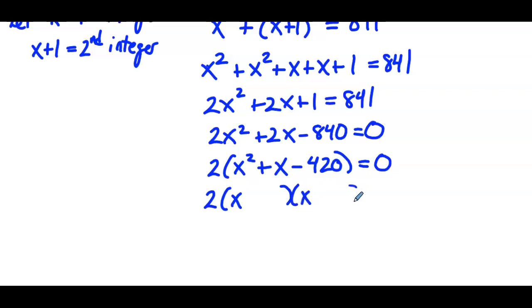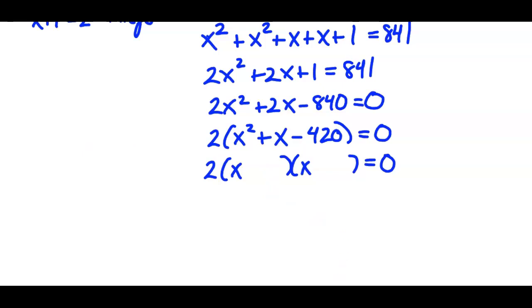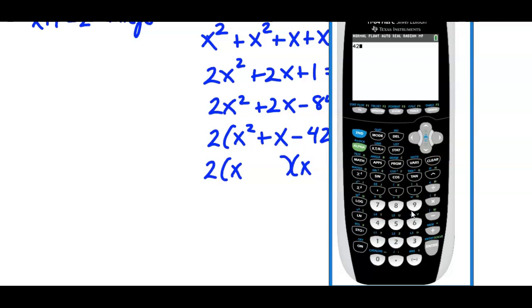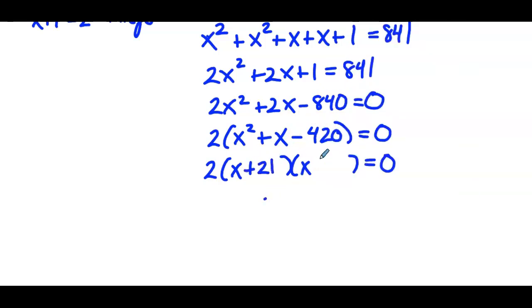Okay, so we need factors of 420 that add up to 1. Okay, so let's go to the calculator. Let's see what we can come up with. So let's see, 420 divided by 10. 42, okay, that's not going to work. Let's go 420 divided by 20, let's say. That's 21. Well, that's perfect. One of these has to be negative, right? Because we're multiplying to negative 420. So 21 and 20 will make 21 positive and 20 negative.